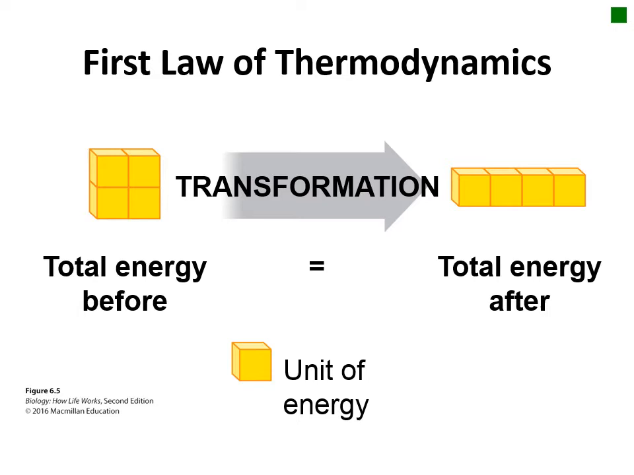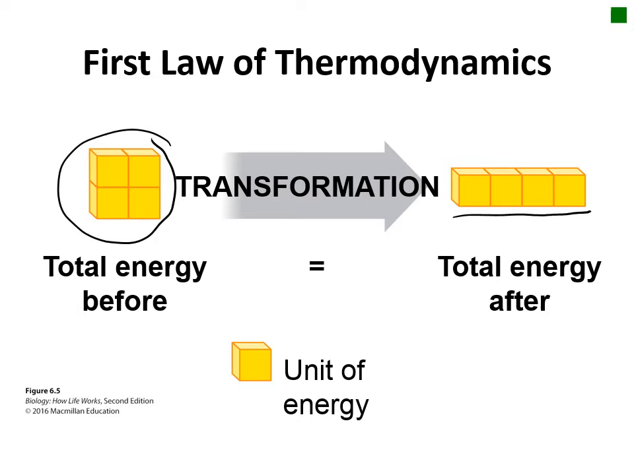This physics law, also called the law of conservation, states that energy is neither created nor destroyed. It simply changes from one form to another. In this figure, we see four boxes of energy on the left. After the energy transformation, we still have the same amount of energy in four boxes. However, they have been transformed to another shape.